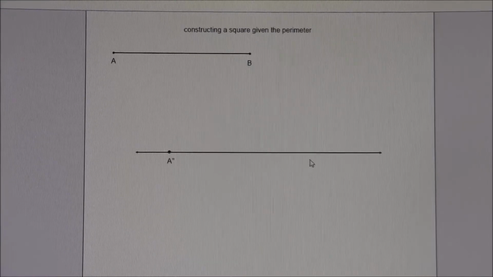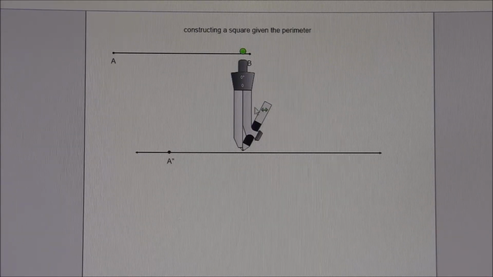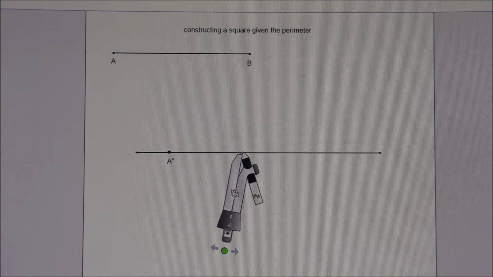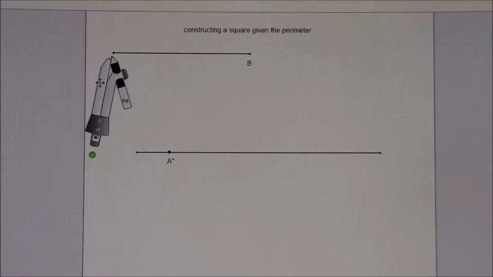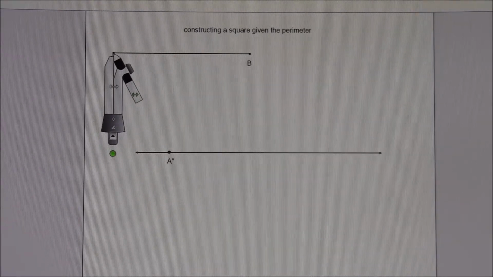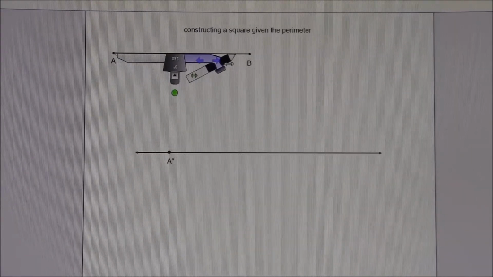So the first step is I'm going to draw a starter line and mark this point A prime, and I'm going to copy this line segment. Get our compass. I'm going to copy. I just hope my compass opens up that much. No, it doesn't.